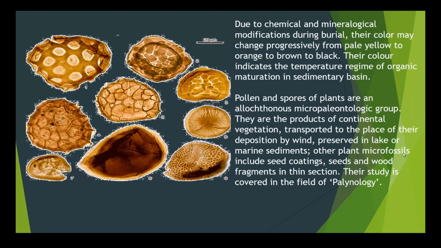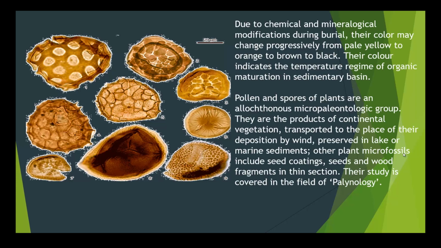Due to chemical and mineralogical modifications during burial, their color may change progressively from pale yellow to orange to brown to black. Their color indicates the temperature regime of organic maturation in sedimentary basin. Pollens and spores of plants are an allochthonous micropaleontologic group. They are products of continental vegetation transported to the place of deposition by wind and preserved in lakes or marine sediments.